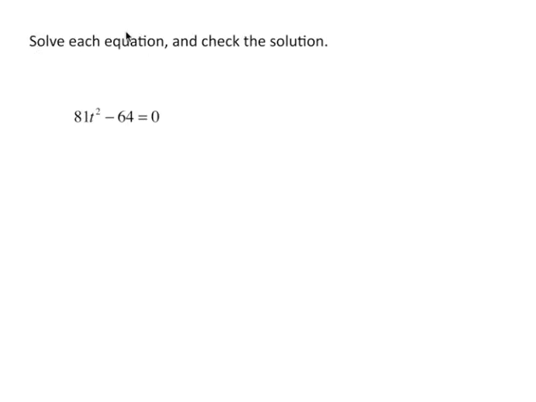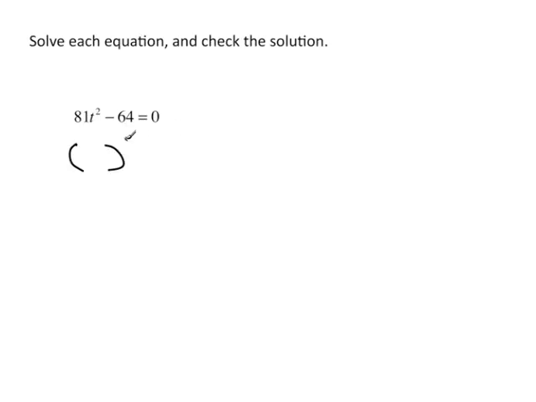So solve each equation and check the solution. Here we have a binomial equal to 0. Again, if you have something equal to 0, you have to factor it first and then set each of the factors equal to 0. In this case, we have a binomial, and I can see that it's probably going to be a difference of squares. So I want to set it up like that.